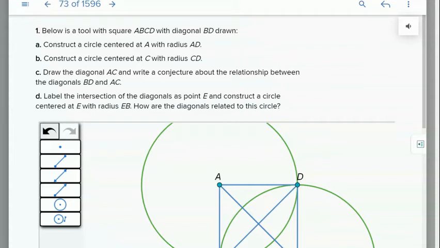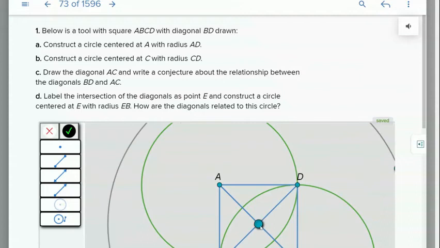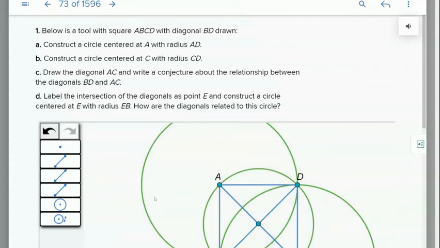All right, so do you agree that AC is the same length as BD? Would that be reasonable, and why? Okay, so part D, label the intersection of diagonals as point E. So we got a center point right here. We'll call that point E. And construct a circle centered at E with a radius of EB. Okay, so here's my circle, centered at E, but the radius has to be from E to B.